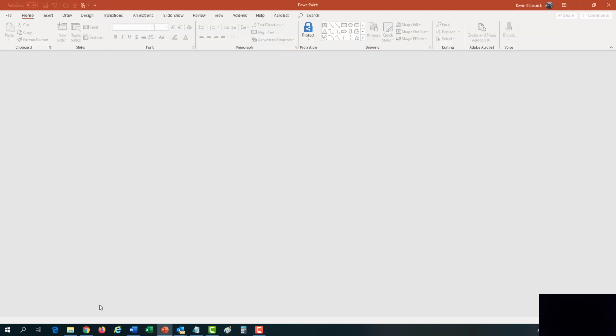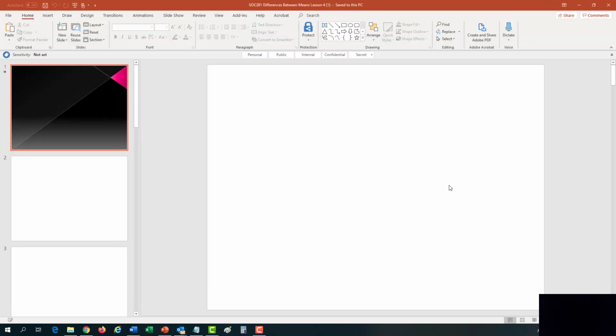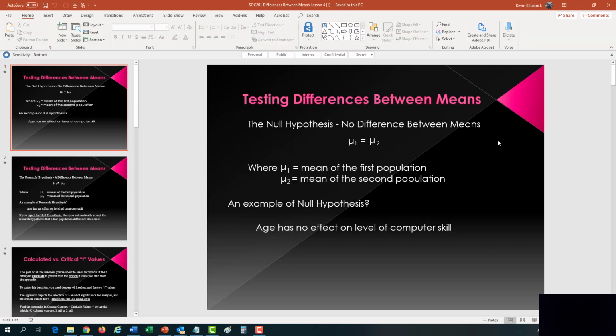I'm going to click this PowerPoint lesson and open it up. We are testing differences between means. We're going to calculate a certain value, and then we're going to look in an appendix and find another value, and we're going to compare those two. The null hypothesis in this situation is that there are no differences between means.